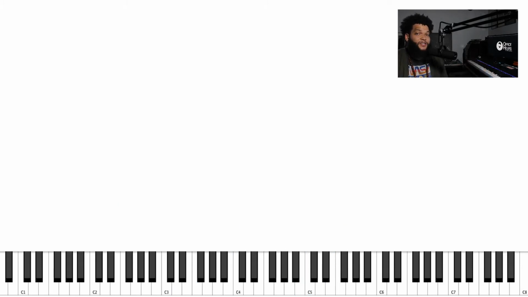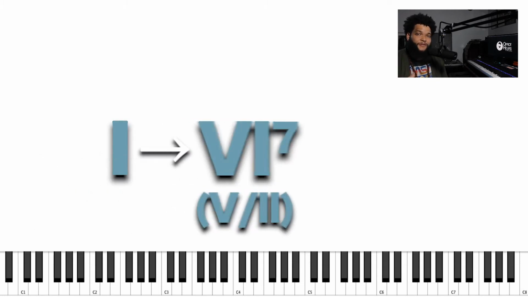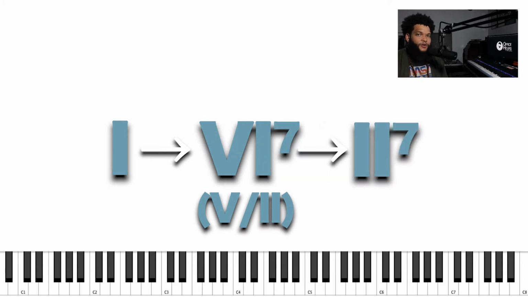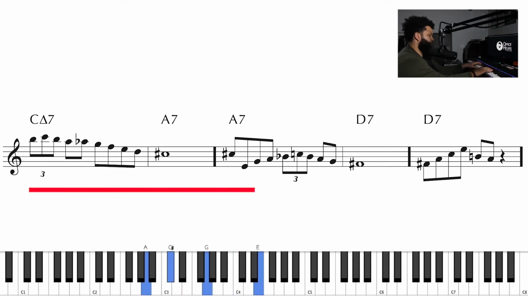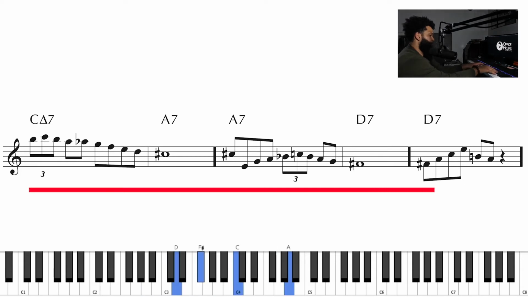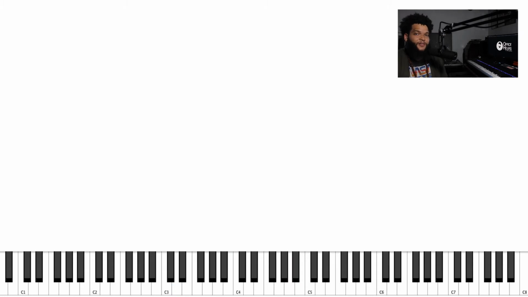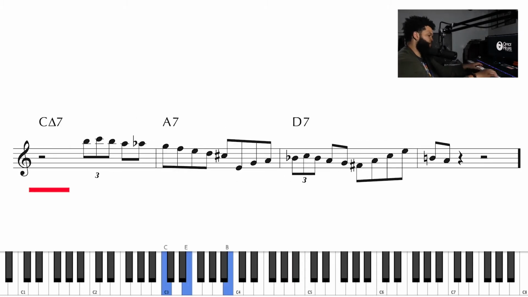So as I'm practicing this, the first thing I want to do is connect from chord to chord and then put them together. So I'm going to connect from 1 to 5 of 2, 5 of 2 to 2, and then I'm going to play the line over dominant 2. And then I'll play them all in time together, starting on beat 3.